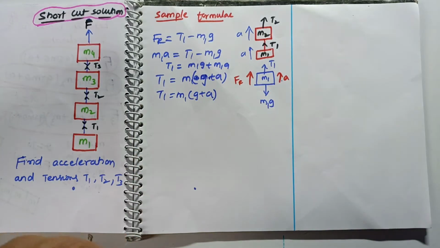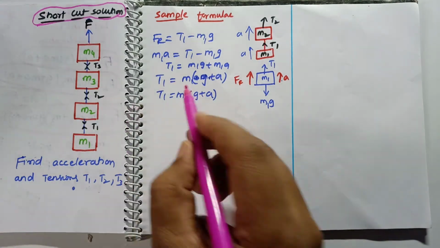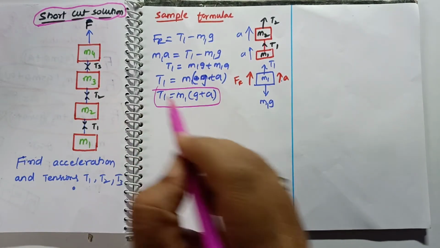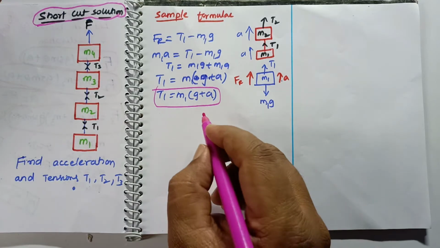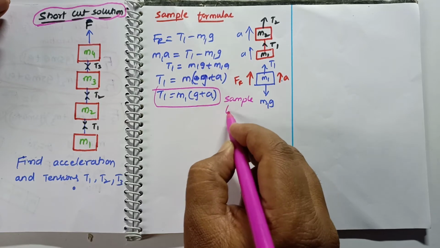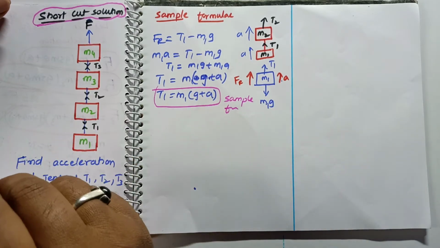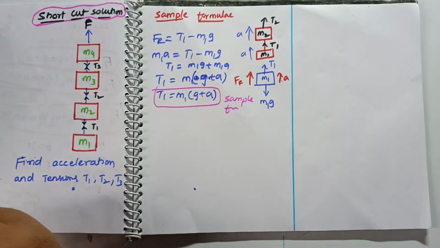Once you understand this one, it's very simple to do the problem here. This is the basic formula here. Now you can find out tensions T1, T2 and T3 very easily by using this sample formula. If you understand this sample formula, you can do any problem like this now. It's very simple to do now.